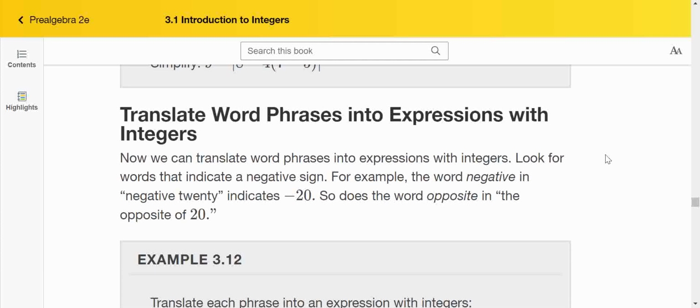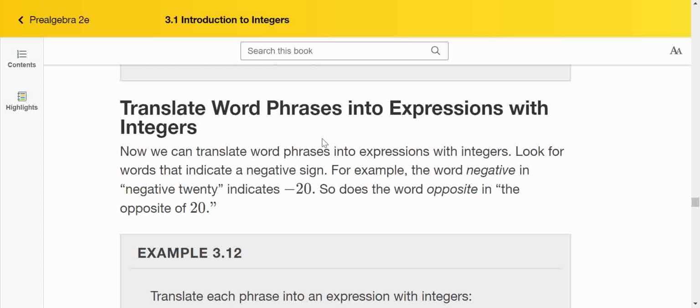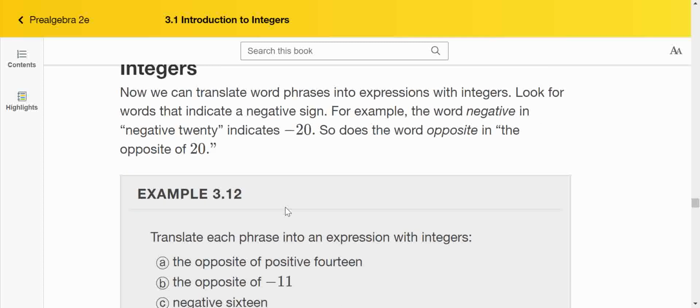or a couple. Translate word phrases into expressions with integers. Now we can translate word phrases into expressions with integers. Look for words that indicate a negative sign. For example, the word negative in -20 indicates minus 20. So does the word opposite in the opposite of 20.